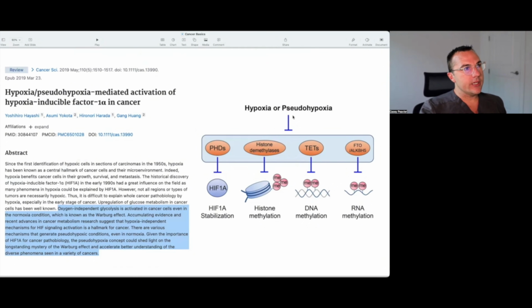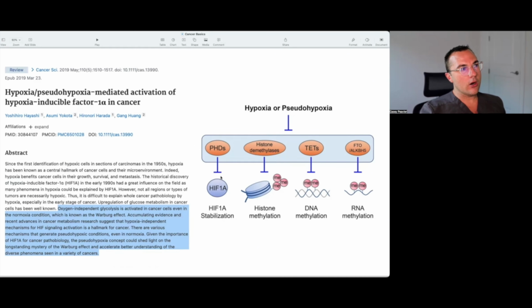Pseudohypoxia is basically where the cell is not hypoxic, or there are actually normal levels of oxygen, but there are certain conditions that can lead to the stabilization of the hypoxic response element through proteins called HIF1 and HIF2. HIF stands for hypoxia-inducible factors. These are factors that are very important for the metabolic reprogramming and immune evasion that happen within cancer.